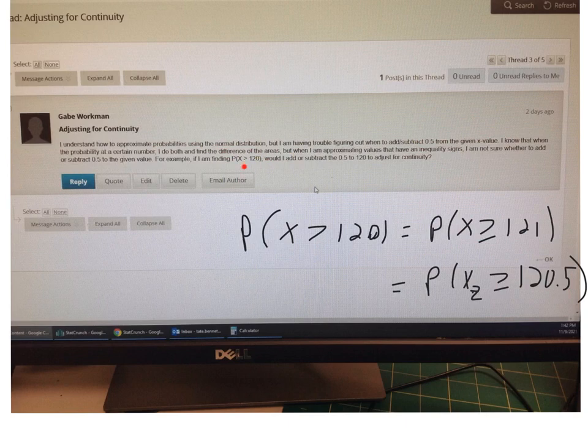So again, first of all, you have to convert the greater than to greater than or equal to. And then you go 0.5, the opposite of the inequality. Since it's greater than, you'll take away a 0.5 from that. Hope that helps.